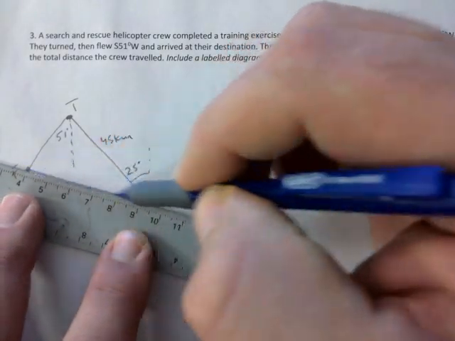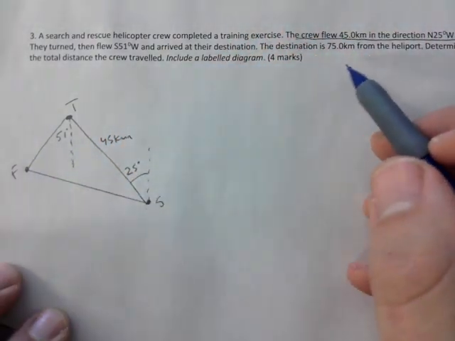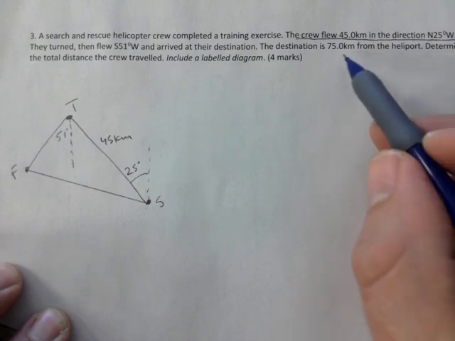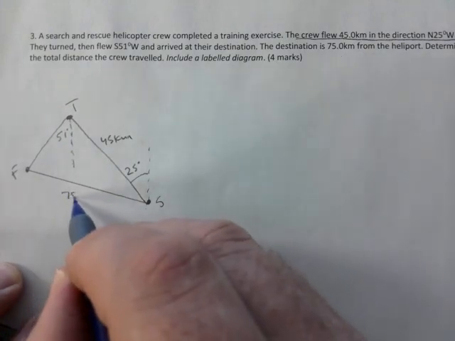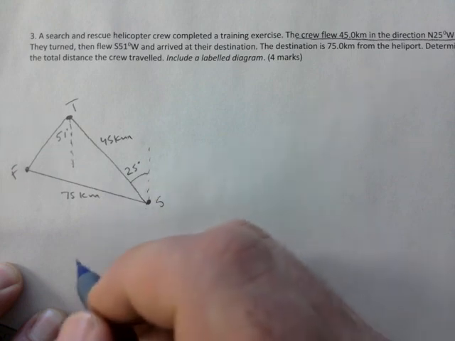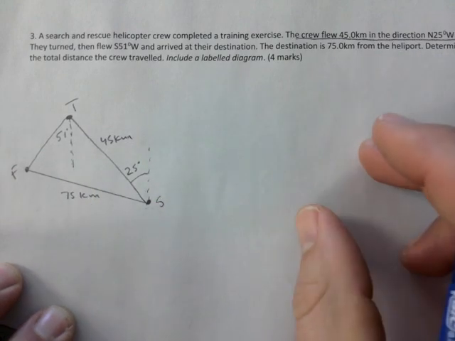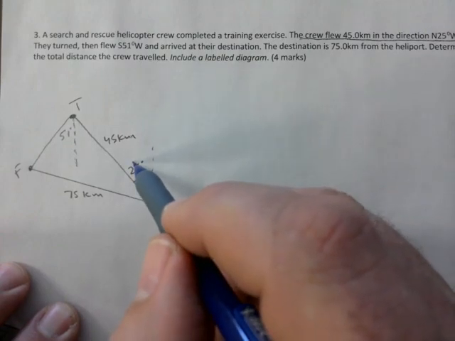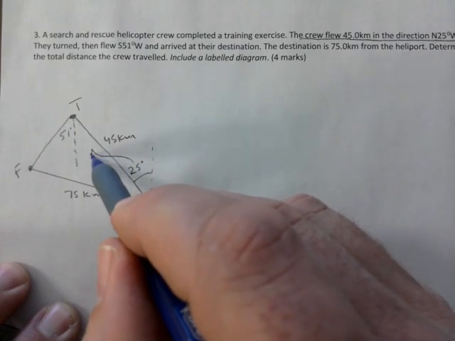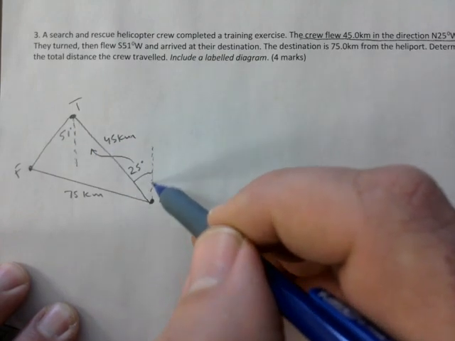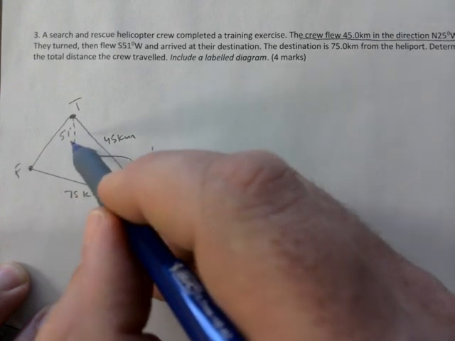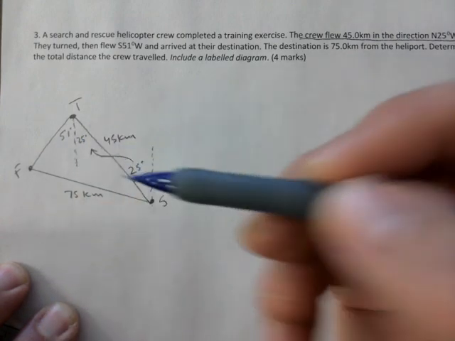What do I know though? That the destination is 75 kilometers from the heliport, right? Does this smell like sine law? It should, kind of, right? So what are you going to do with the 25? You're going to bring it in. But always make sure, right? Remember there's a dashed line here. Make sure you bring it in there, okay?